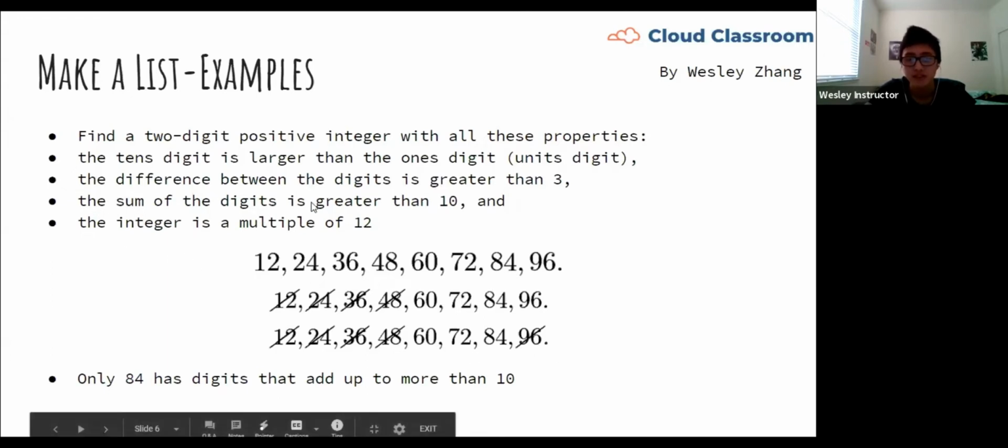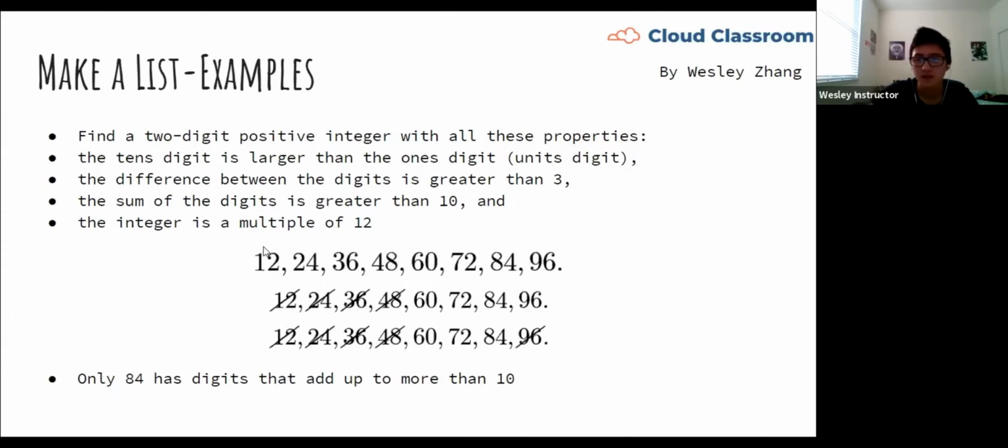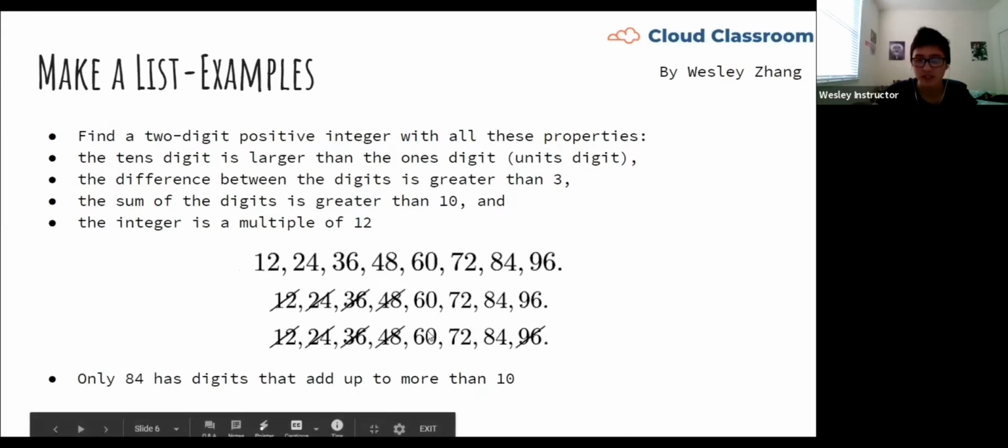And the sum of the digits is greater than 10. So 60 is out, 72 is also out, because this equals 9 and this equals 6, but 8 plus 4 is 12. So only 84 has digits that add up to more than 10. So the only number here is 84. So in this strategy, we want to write down every possibility first. And then once we get more information, we want to whittle it down until we get our answer, which is 84.